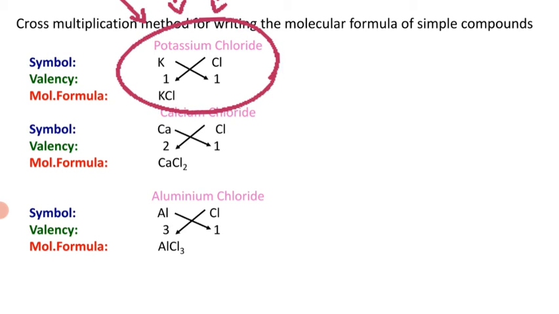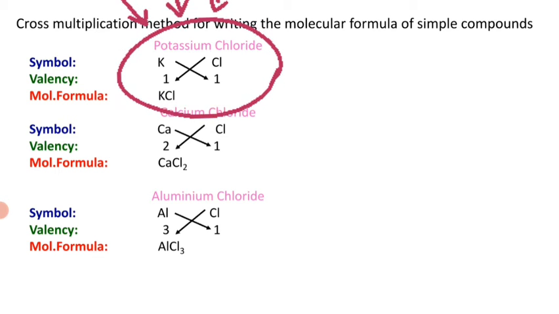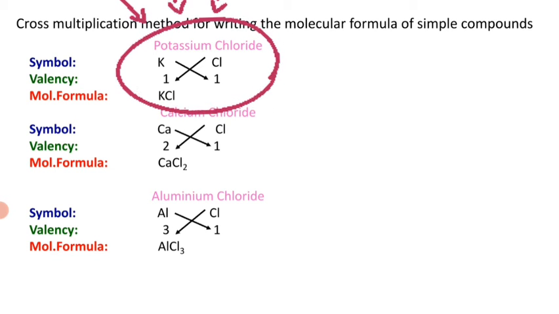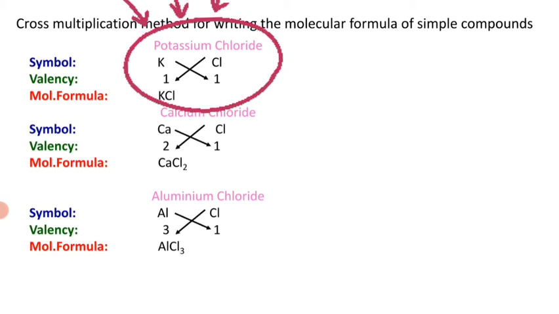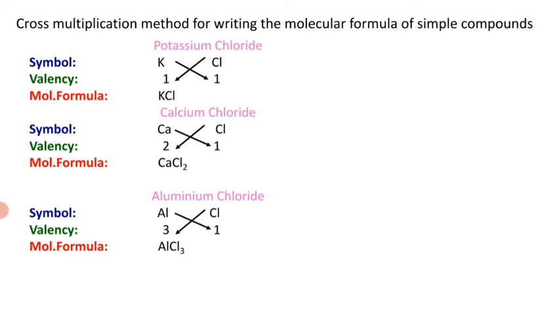Here we cross multiply the valencies. We cross multiply the valency of potassium to the valency of chlorine. So potassium will take the number which is the valency of chlorine and chlorine will take the number which is the valency of potassium. But here both of them have the same valency. Therefore, the molecular formula is KCl.